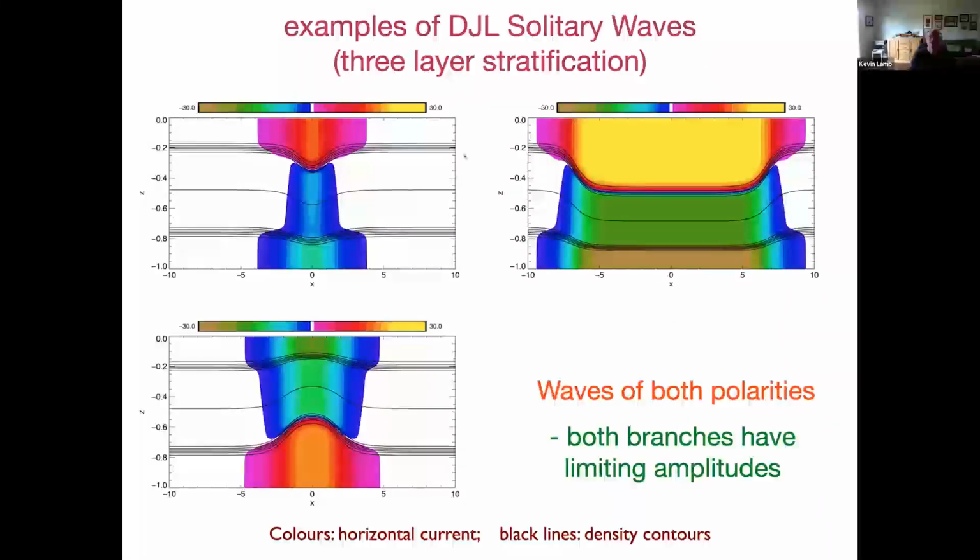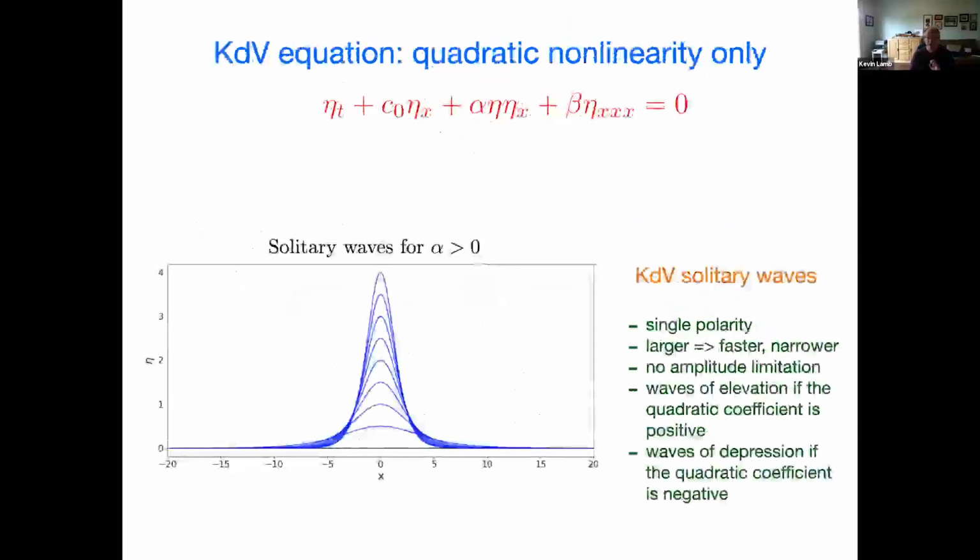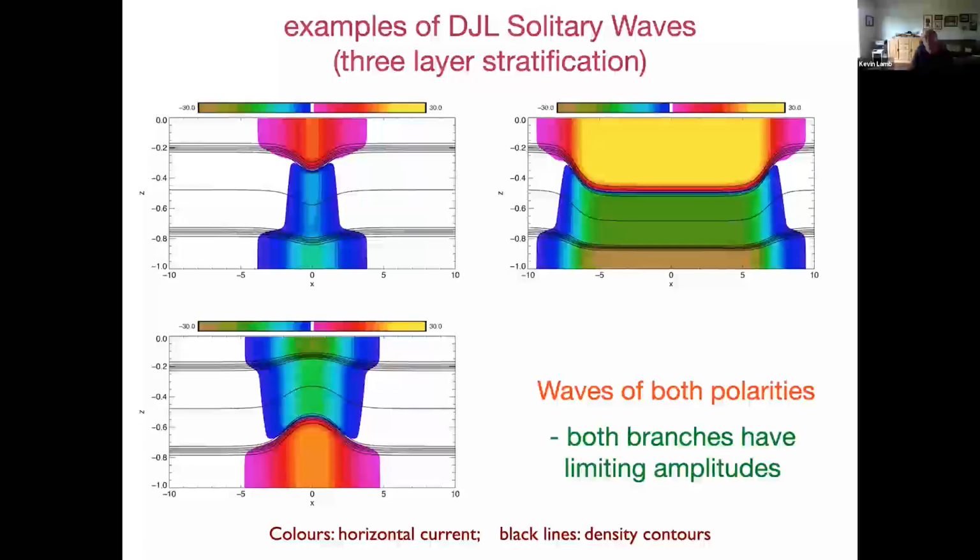So here are some example DJL solutions. Again, these are solutions of the full nonlinear equations, and here I'm using a 3-layer stratification. For a 2-layer stratification, you can show that alpha 1 is always negative. For a 2-layer stratification, you've only got one of these two cases. So to get waves of more than one polarity, you need a more complicated stratification.